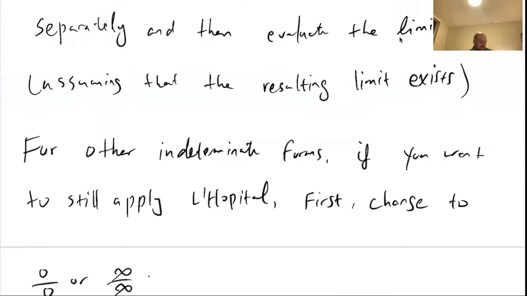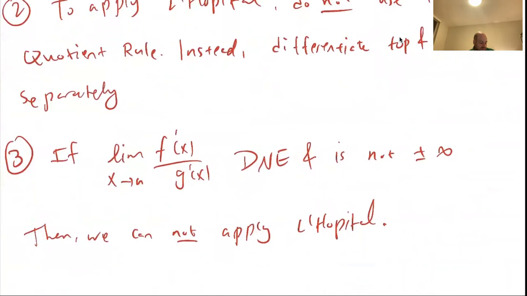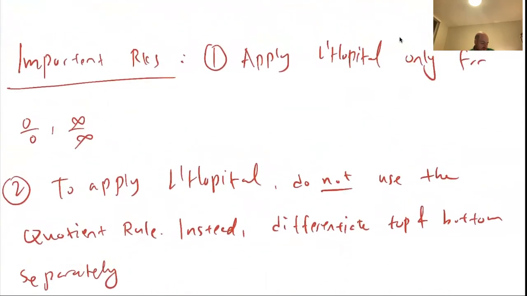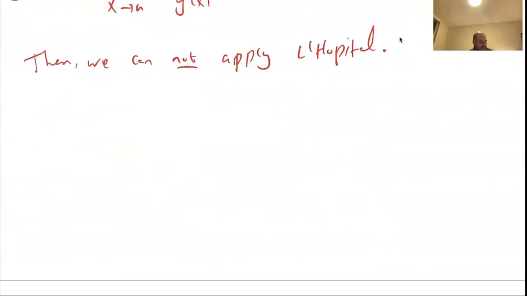Okay, so these are the three important remarks, applied only for 0 over 0 or infinity over infinity. Do not use the quotient rule, just differentiate top and bottom separately, and make sure that the limit of f prime over g prime exists before you apply the theorem. We usually don't pay much attention to the third remark. Only for some tricky questions do we have to pay attention to it. For straightforward questions, usually just the first two. I'll give you the examples.